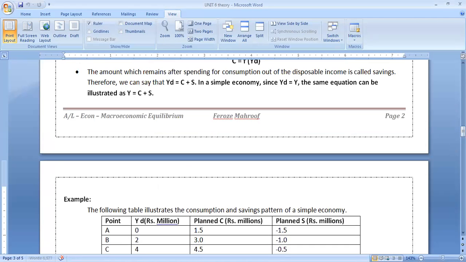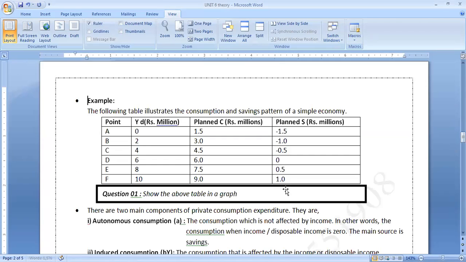Then see, in this table, there are some points given, YD 0, 2, 4, 6, 8, 10, like that going. Consumption, planned consumption, that means expected consumption. Then see how we got the savings, YD minus C. 0 minus 1.5 is minus 1.5. 2 minus 3 is minus 1. 4 minus 4.5 is minus 0.5. 6 minus 6 is 0. 8 minus 7.5 is 0.5. 10 minus 9 is 1. This is how we take savings.